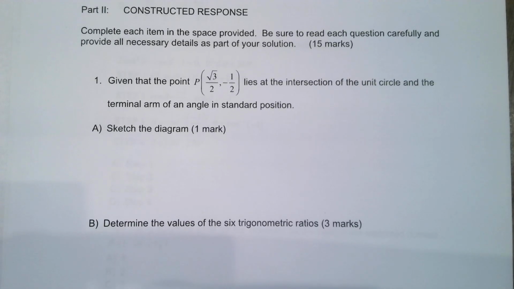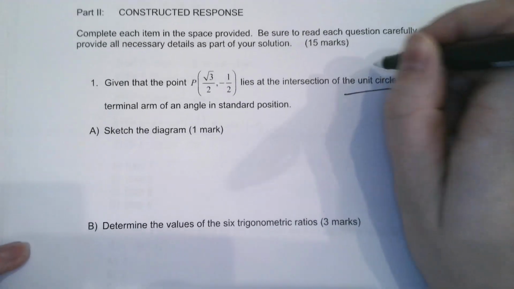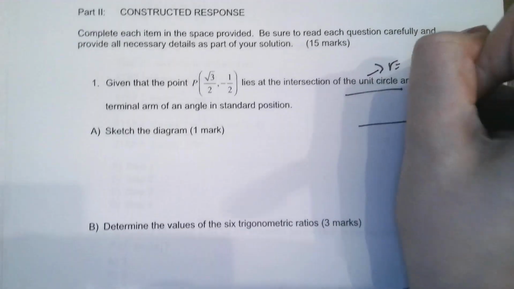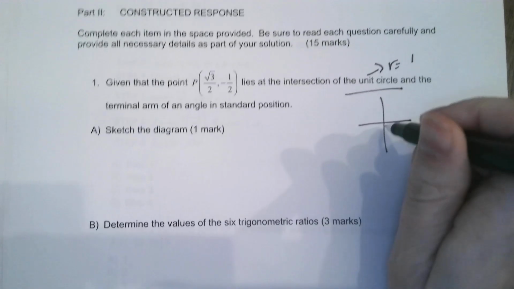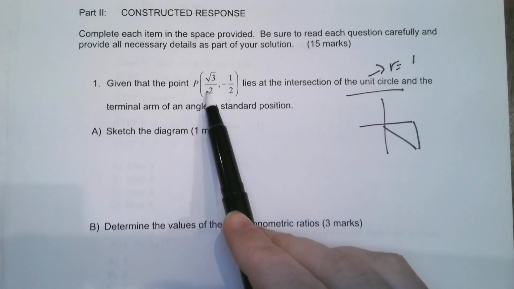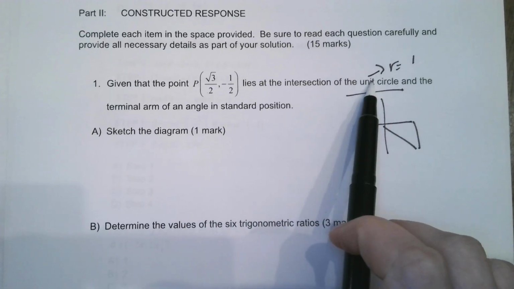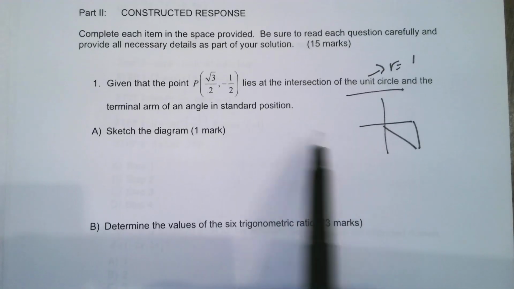So given this point lies on the intersection of the unit circle and the terminal arm in standard position. Unit circle is a big thing because it tells me my radius is 1. I don't have to solve for it. So your x value is positive, your y value is negative. That tells you that it's down here. I also know my x term is cosine and my second term is sine only because it's on the unit circle. If it's not on the unit circle, you can't do that. You gotta plot your points and solve for your radius.